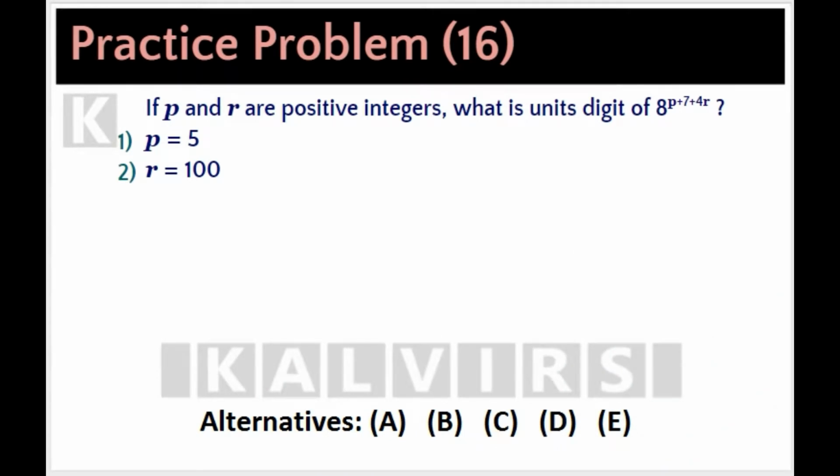Positive integers, what is the unit digit of 8 to the p plus 7 plus 4 times r? The question states that p and r are positive integers and they want to know the unit digit of this power. So first of all, is there a way to find the unit digits of the powers of 8? In order to find the unit digits of the powers of 8, we can do the following.